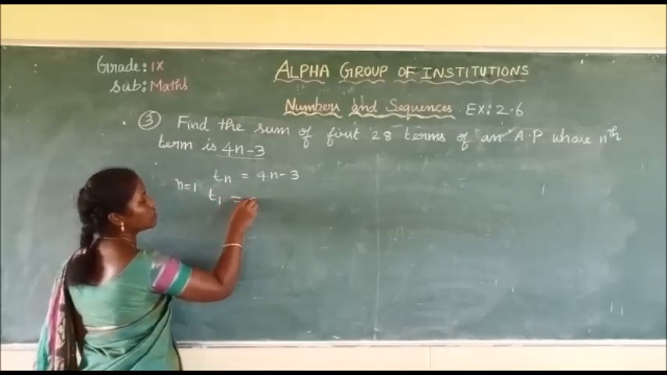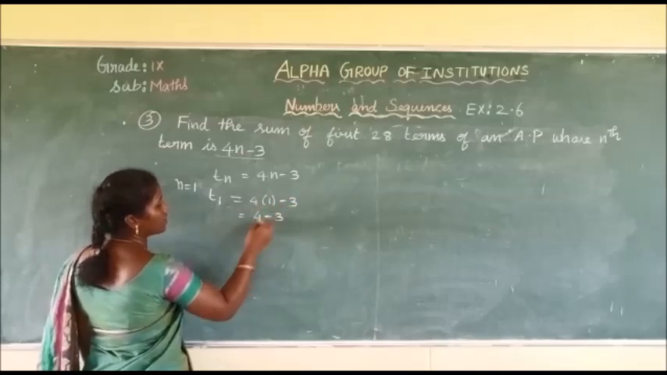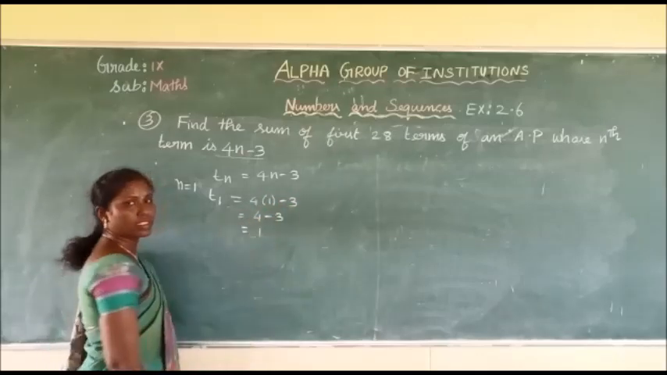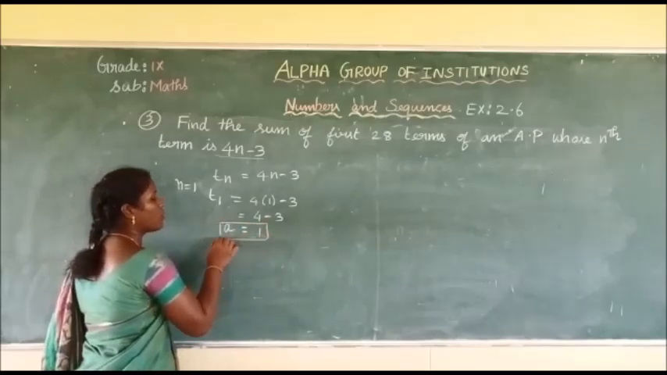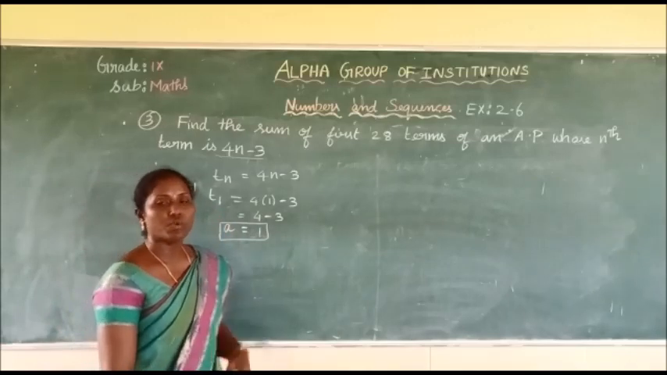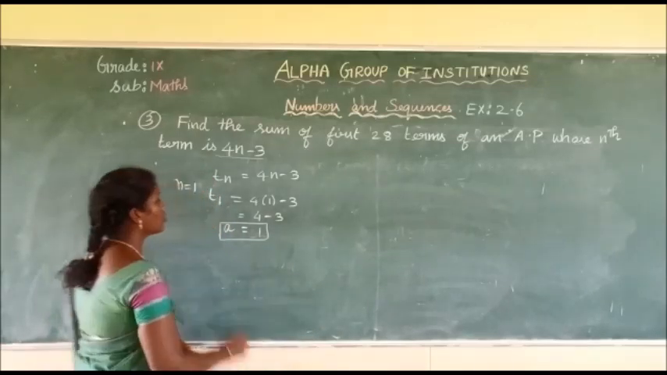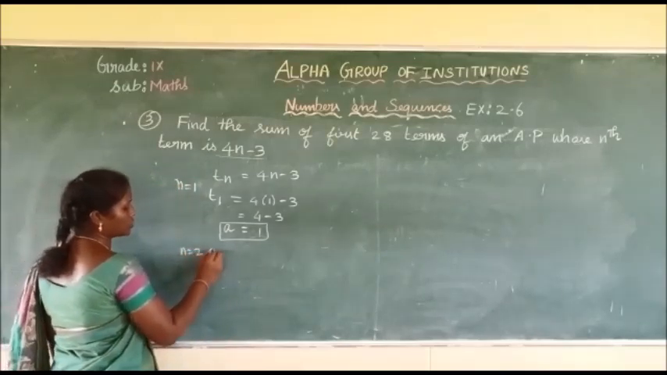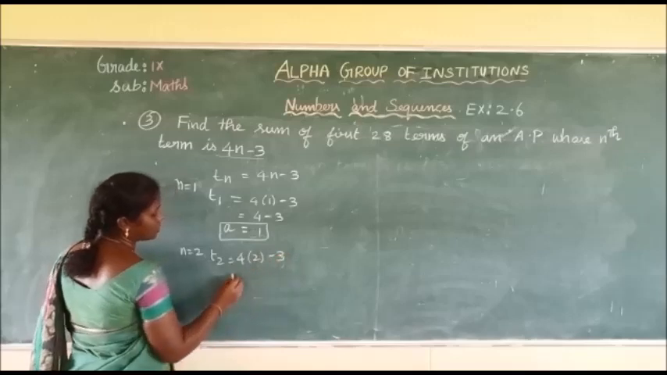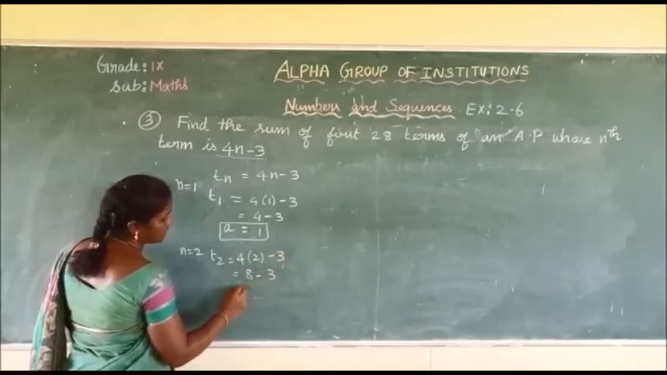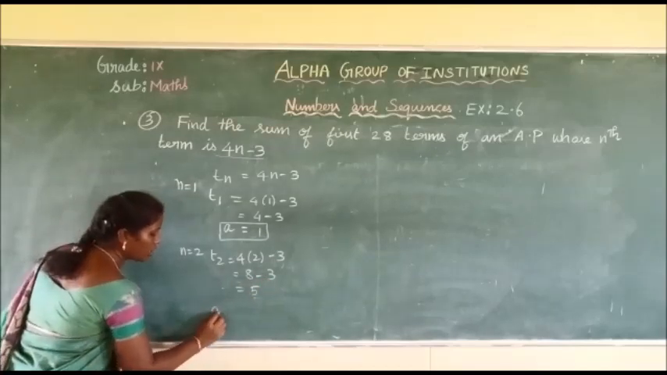So T1 is equal to 4 into 1 minus 3, which is 4 minus 3. The answer is 1, isn't it? That we can take as a. But we want to know the common difference now. To find the common difference, we need the second term. So go for the second term, n is equal to 2. T2 is equal to 4 into 2 minus 3. 4 twos are 8, 8 minus 3, the value is 5.